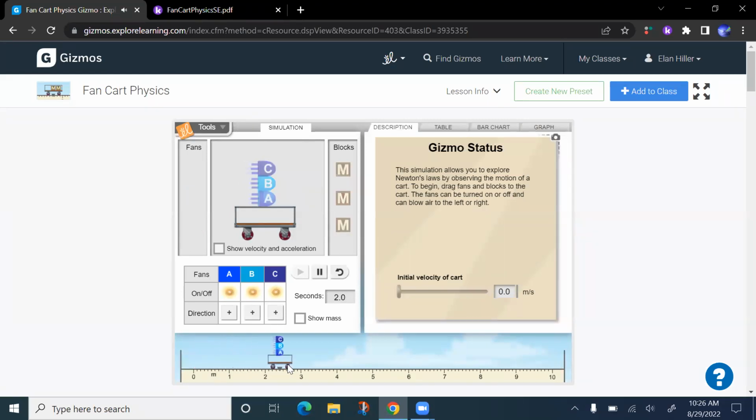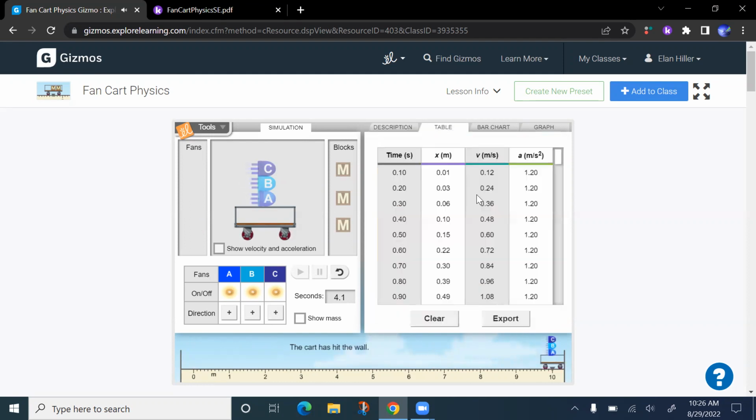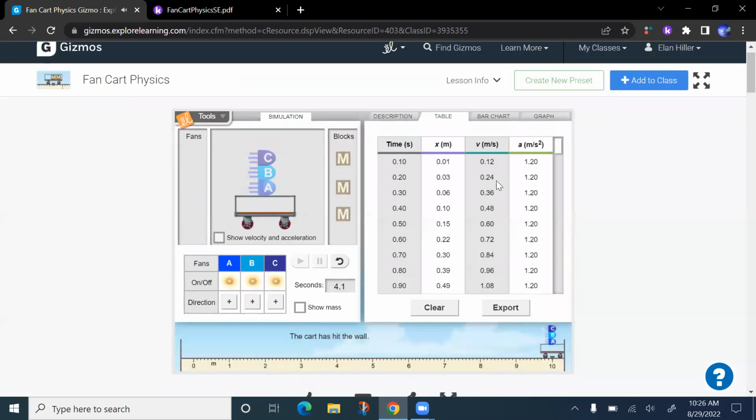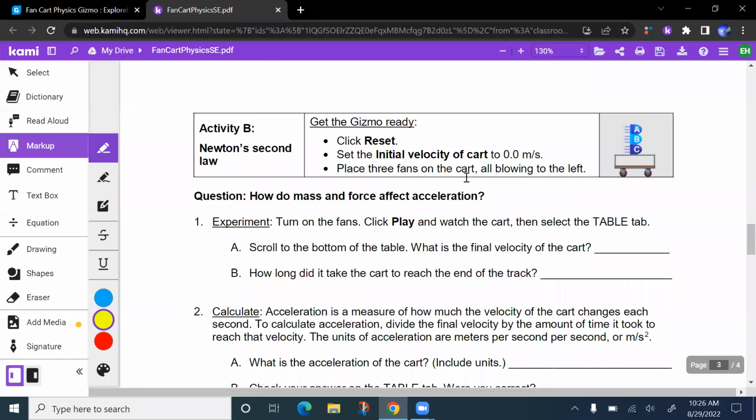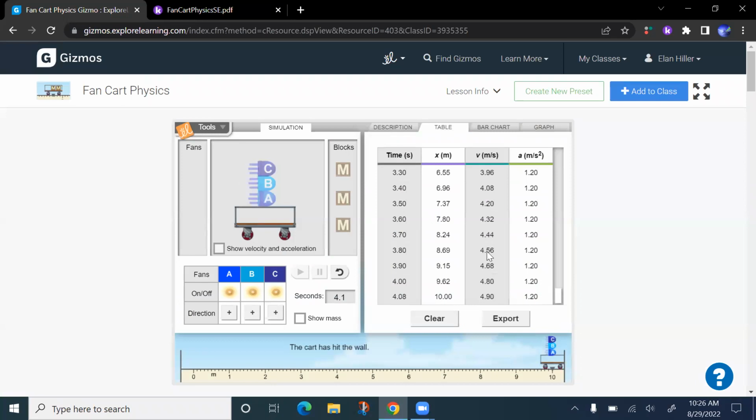You can see the cart is gaining velocity, right? Therefore, it's accelerating. We're going to go to the table tab here, scroll all the way down. Oops, sorry. Scroll all the way down to the bottom here, and you can see the final velocity that the cart reaches when it hits the wall is 4.9. Okay, go ahead and record that right here. I'm sorry, I misspoke. 4.9 meters per second. That's a velocity, not a time.